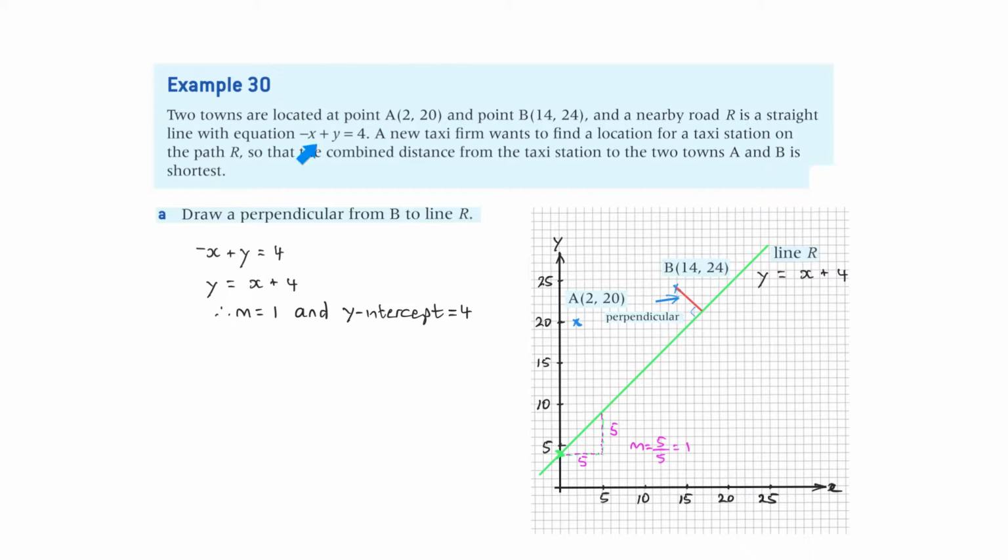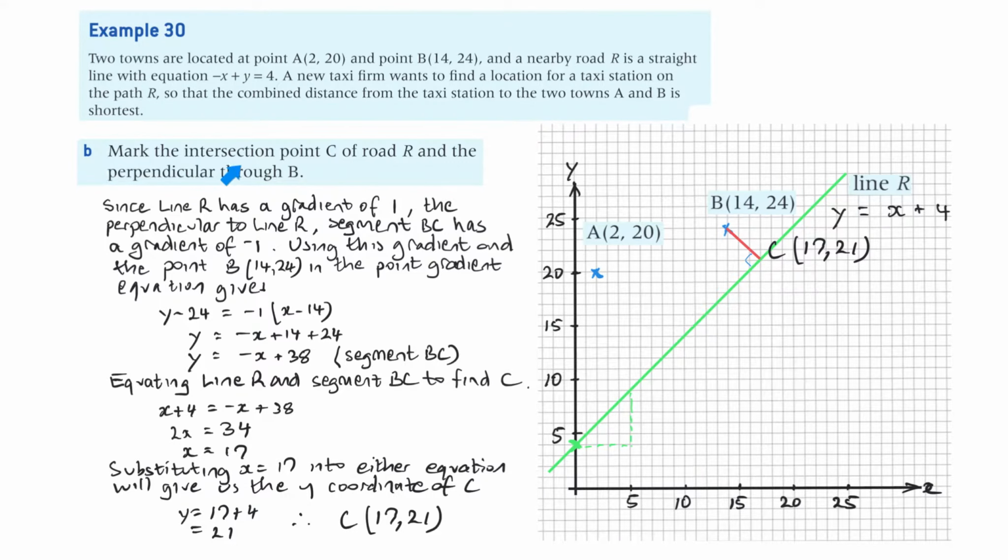Okay, we were given this, so we put it into y equals mx plus b, and m is equal to 1, the gradient is 1, the y-intercept is 4. With a gradient of 1, which is 5 over 5, we've drawn the line to there. And the task was to draw a perpendicular from B to line R. That's the perpendicular from B to line R. It's a right angle. B, mark the intersection point C of road R and the perpendicular through B.